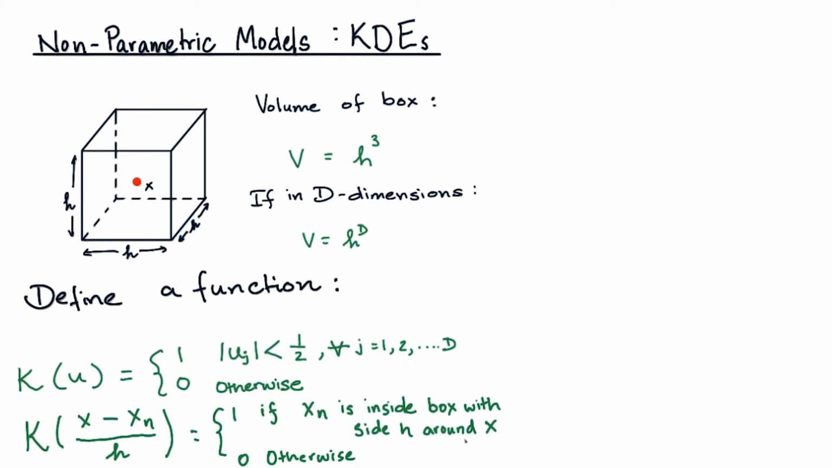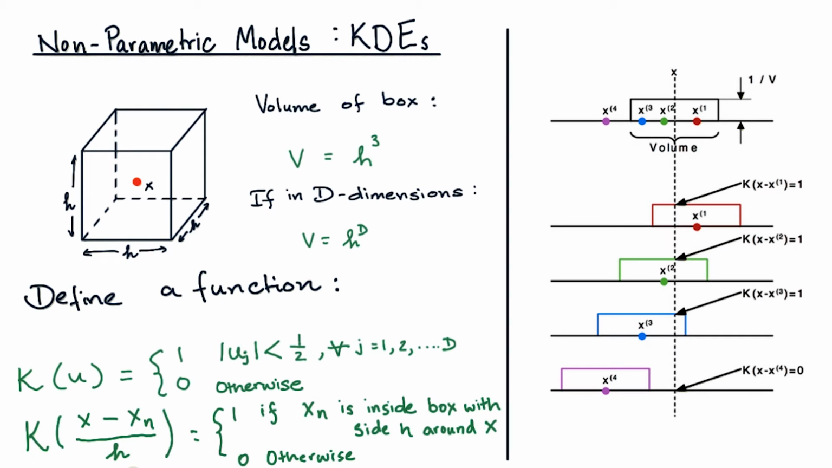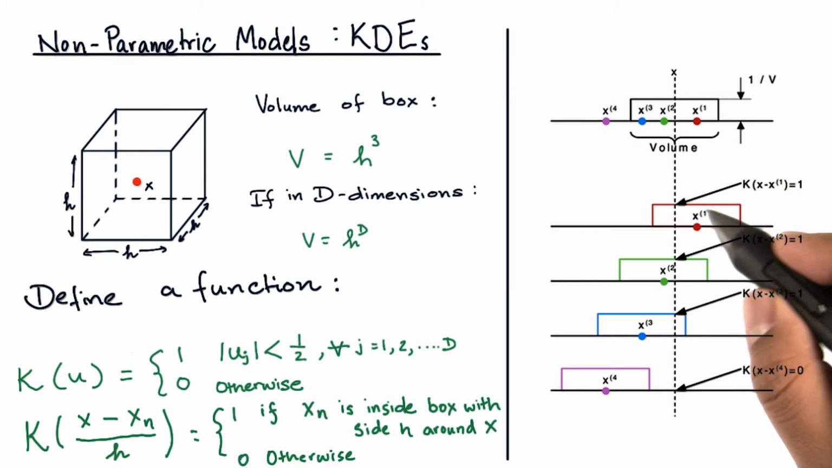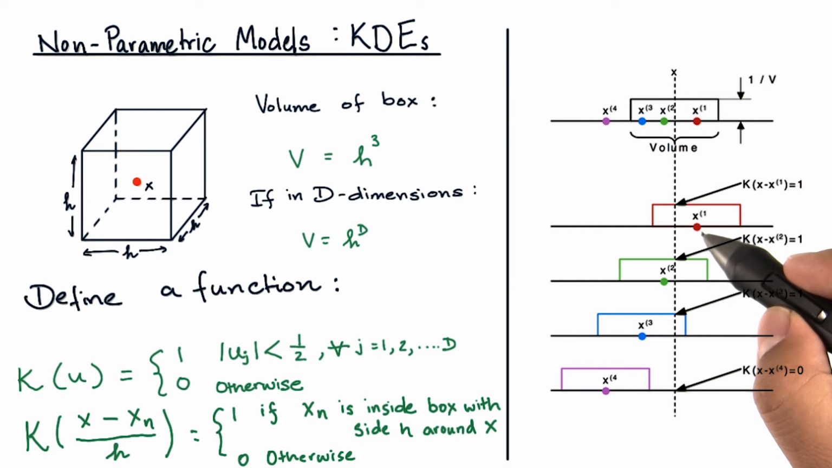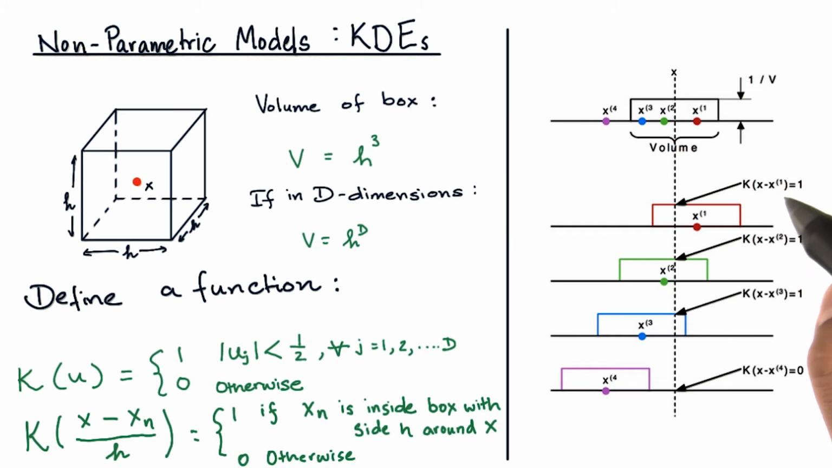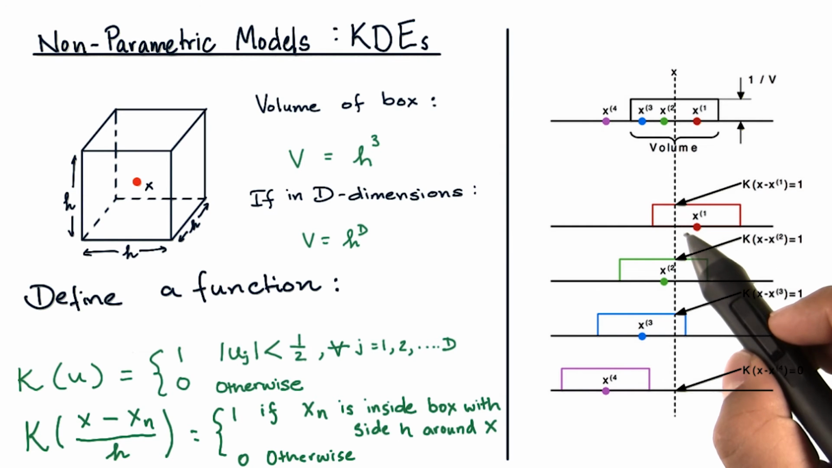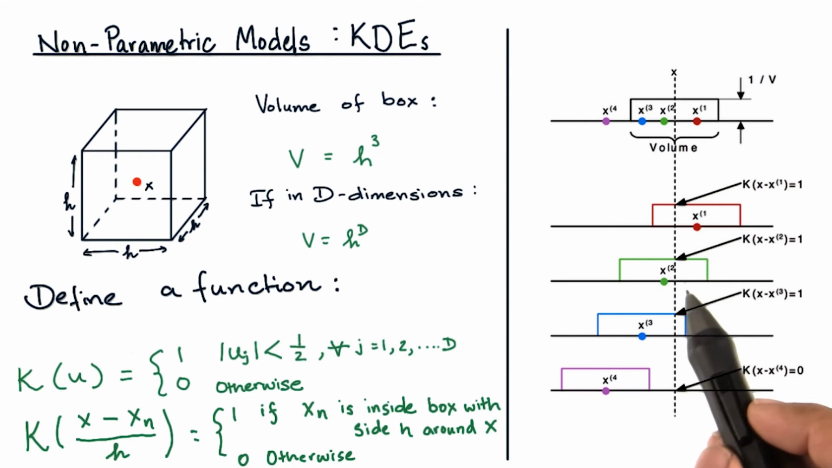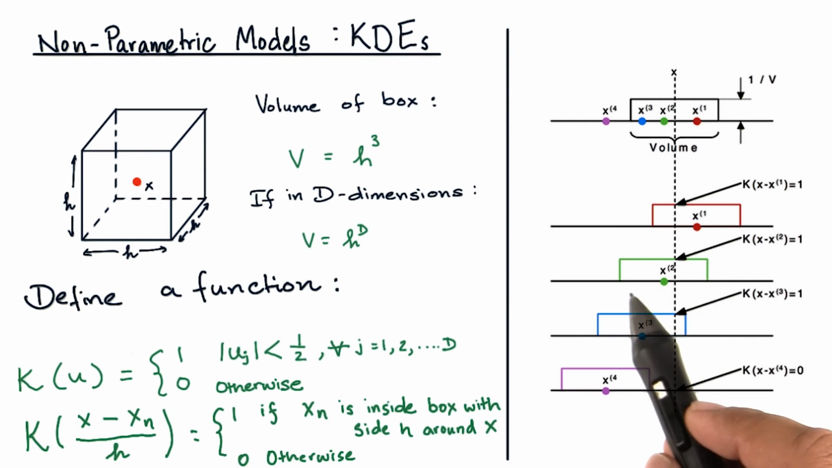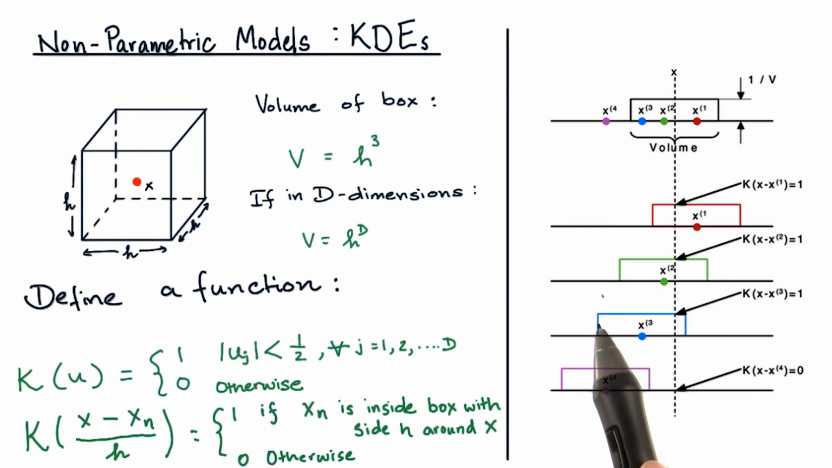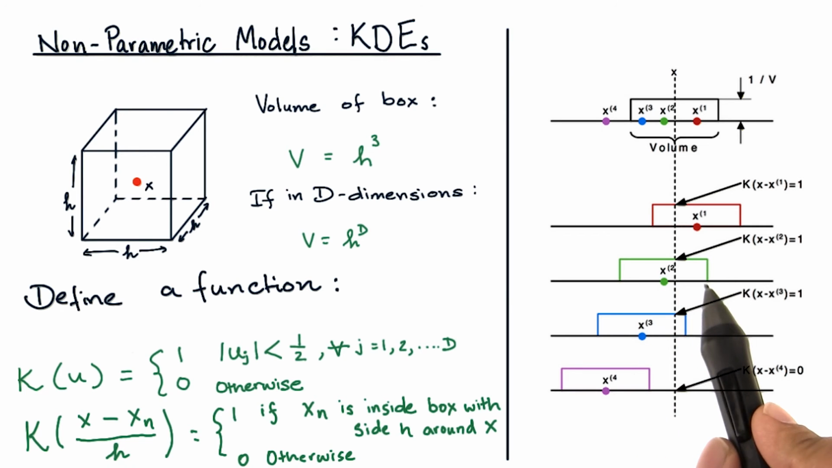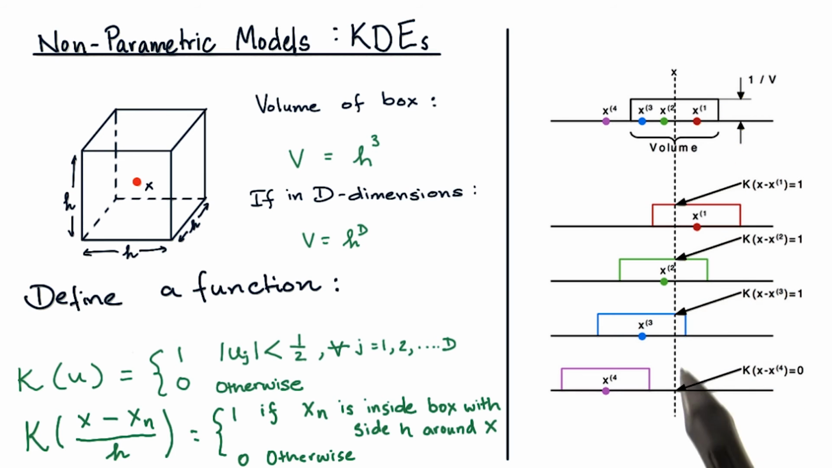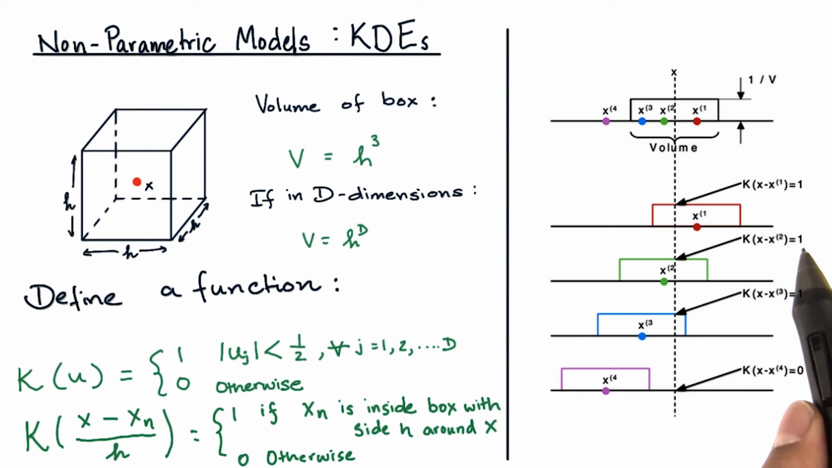Let's look through this a little bit more. Let us try to understand this expression a little bit further. Let's look at the first point x1. We form a box of side h around the point x1. Now the kernel evaluates to 1 since the point x is inside this box. Let's look at x2. Similarly, a box with side h around x2 contains the value of x. So the kernel evaluates to 1.